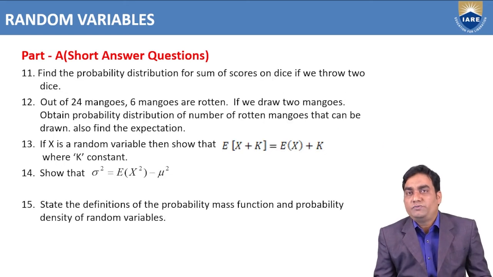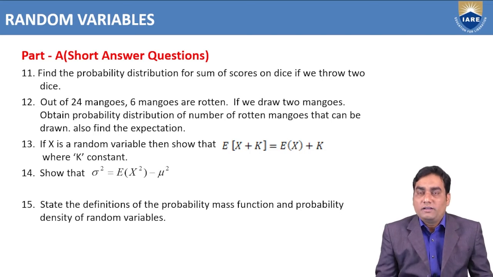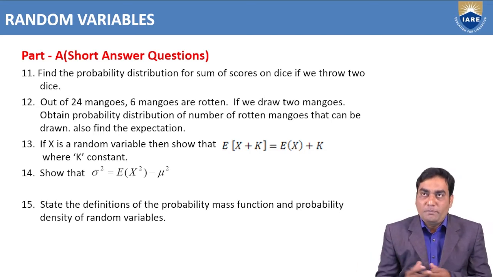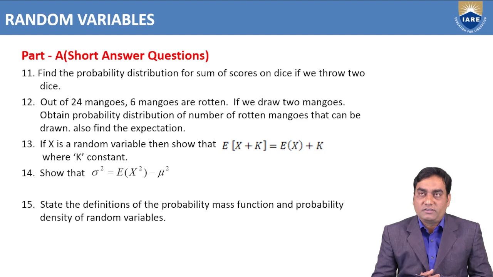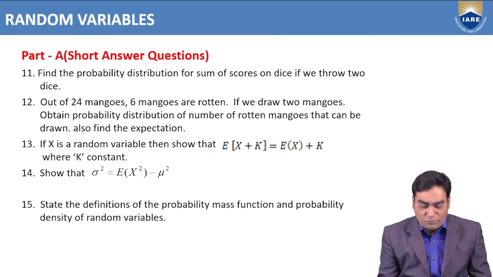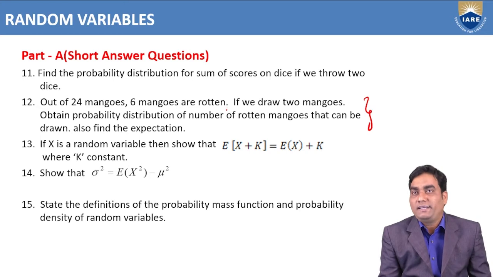From 11th to 15th questions, after getting the probability mass and density functions, after writing random variables and probability distributions, we can solve all these problems. See, if you come to question number 12, out of 24 mangoes, 6 mangoes are rotten. That means remaining 18 are good. If we draw 2 mangoes, obtain the probability distribution for number of rotten mangoes.